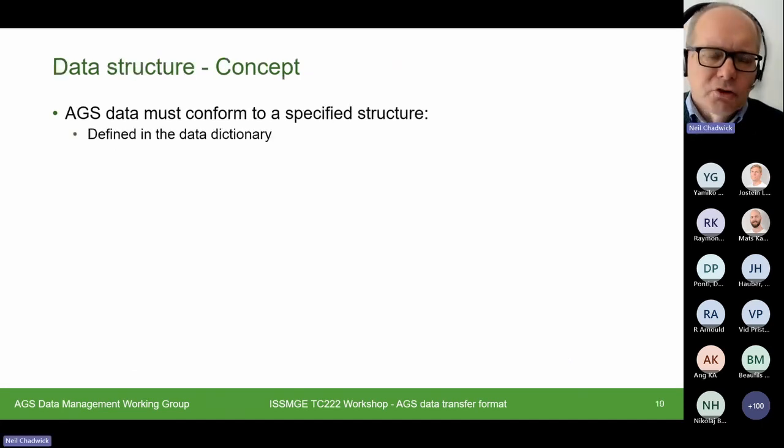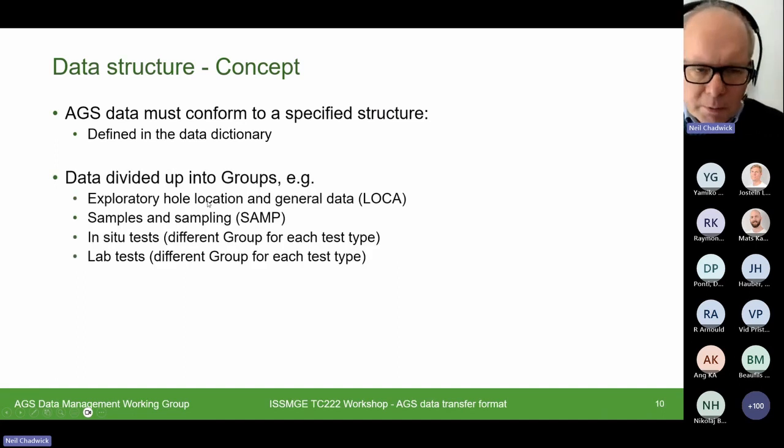So let's have a look at the data structure first, and say we must conform to a specified structure. And the first important concept is we divide up the data into what we call groups. And these groups are arranged by subject area. So for example, we have exploratory hole locations and also some general metadata for the holes, basically where we define the holes, is in a group called LOCA.